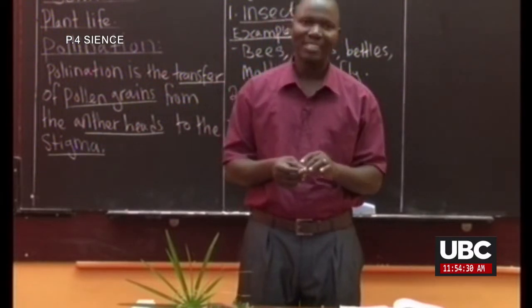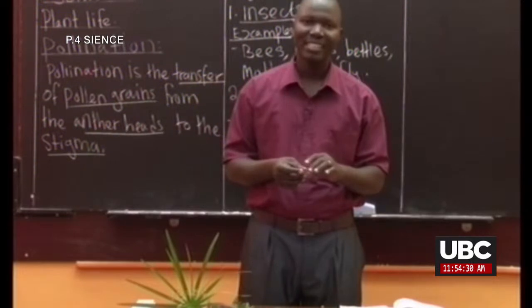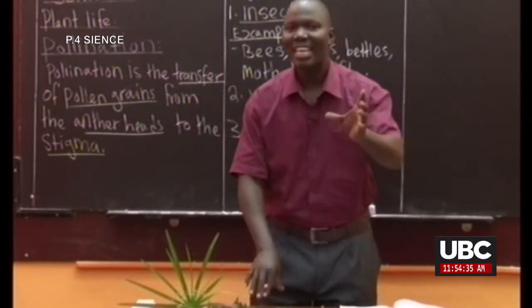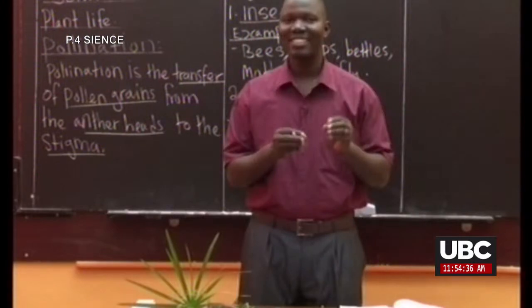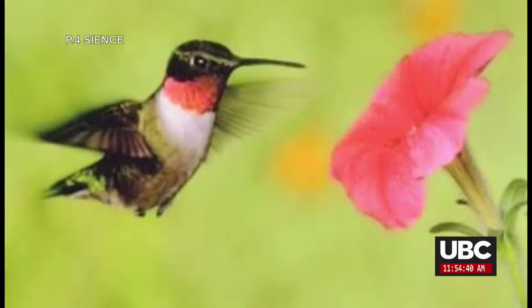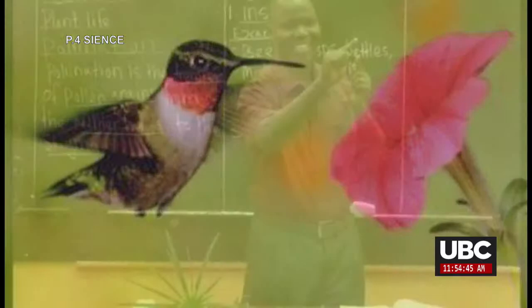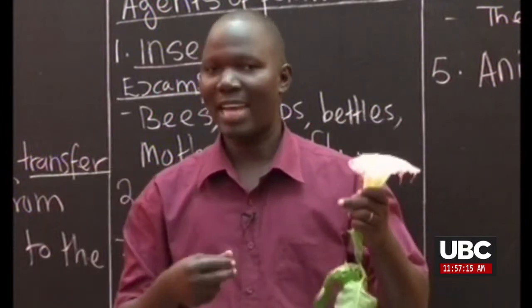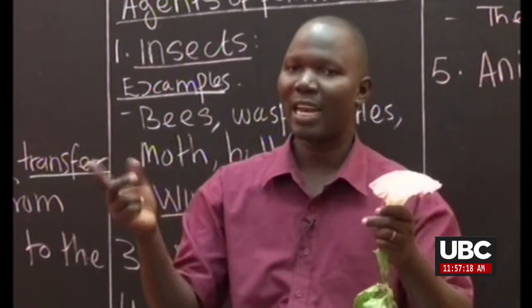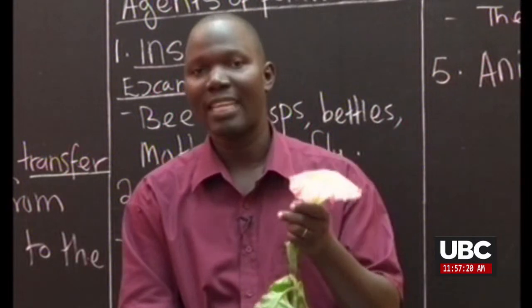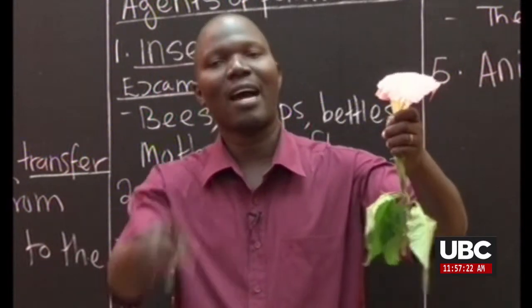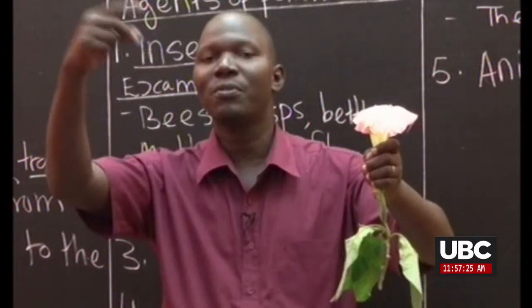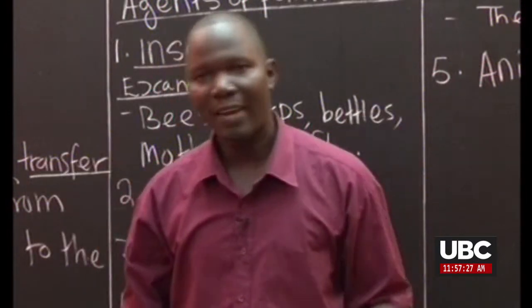And then we look at another one. This one also, you've seen it at home. There are some plants where you see some birds going onto them. The bird has a very long beak. As a cow is moving, as a goat is moving around, as very many different animals are moving, they help to transfer pollen from one plant to another.